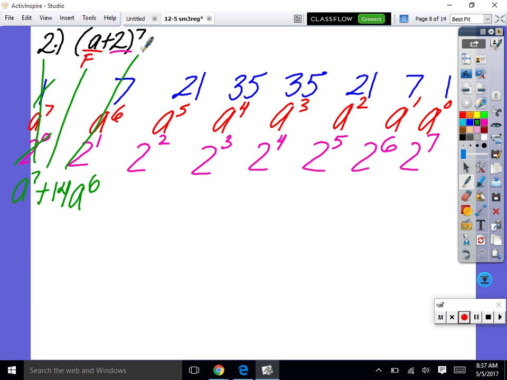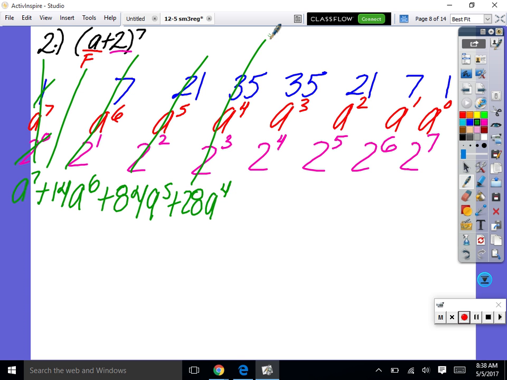And then 21 times 4, because 2 squared is 4. Plus 84, and then that's a to the 5th. Cool. 35 times 8, because 2 to the 3rd is 8. 35 times 8, 280? Plus 280, and then that's a to the fourth, cool. And then we have 35 times 16, because 2 to the fourth is 16, or you could literally type in 35 times 2 to the fourth. Plus 560a to the third, okay, cool.